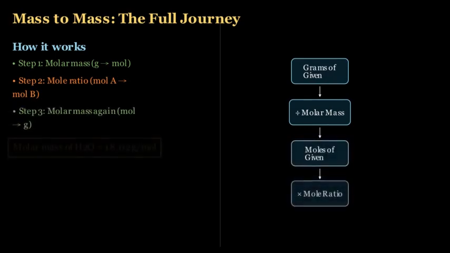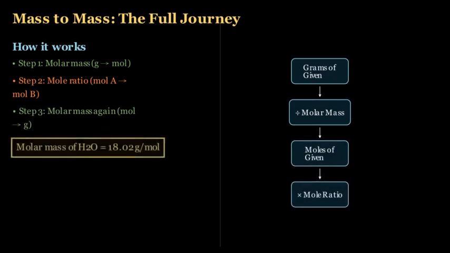Step 2 uses the mole ratio from the balanced equation. The coefficients tell us how many moles of unknown come from each mole of given. Step 3 uses molar mass again, this time for the unknown, to turn moles back into grams. Every mass-to-mass problem follows this exact sequence.